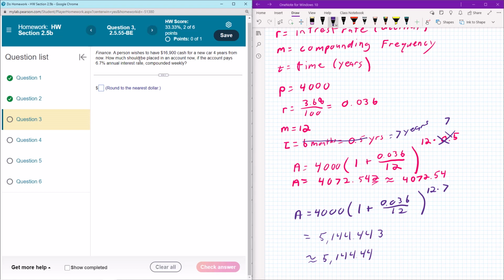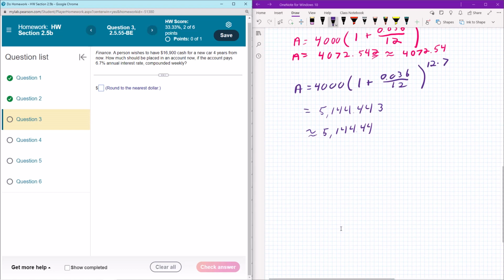Okay, so notice here that we have $16,900 of cash, which he wants in 4 years. So in the future, he wants $16,900. And the question is, how much should he put in at the present so that 4 years in the future, he has this? This is the future value. We need to figure out what the present value is. Okay, so let's go ahead and do that.